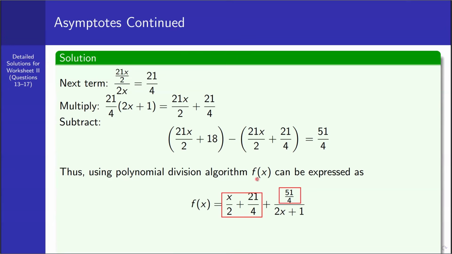Okay, and then the next one could be the oblique or slant asymptote. As I showed here, this is what it will be. This is the oblique asymptote. y is equal to x over 2 plus 21 over 4 will be the y-intercept, I mean the oblique or simply the slant asymptote of the graph.